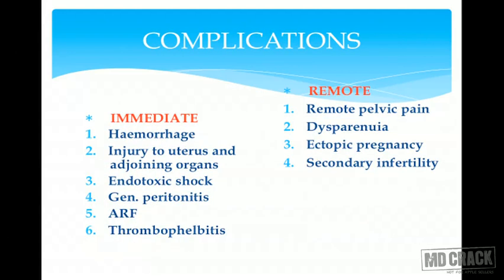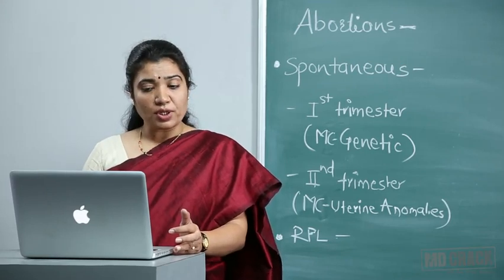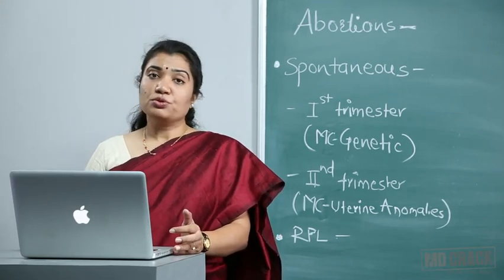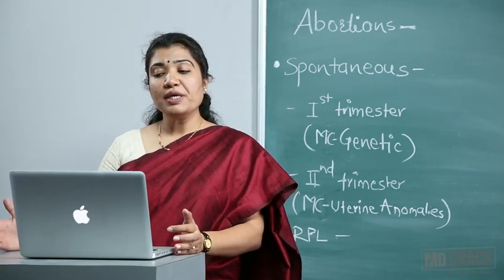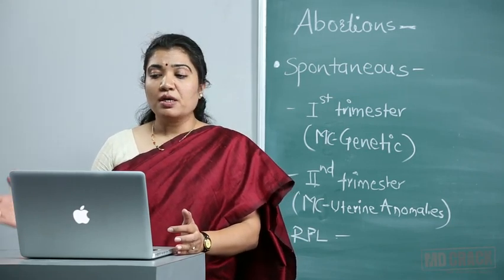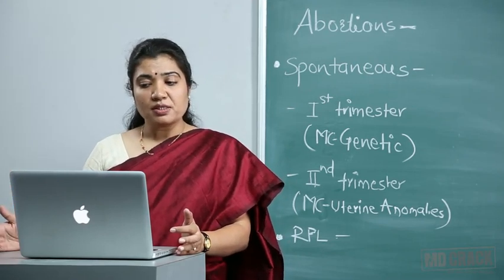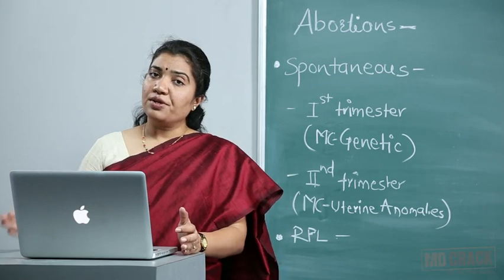Now, complications of abortion. Immediate ones are hemorrhage and injury to the uterus or other organs. You all know perforation is very common because this is a blind procedure. We cannot see when we are doing the evacuation procedures in cases of incomplete, septic or missed abortion. Then endotoxic shock, general peritonitis, acute renal failure, thrombophlebitis.